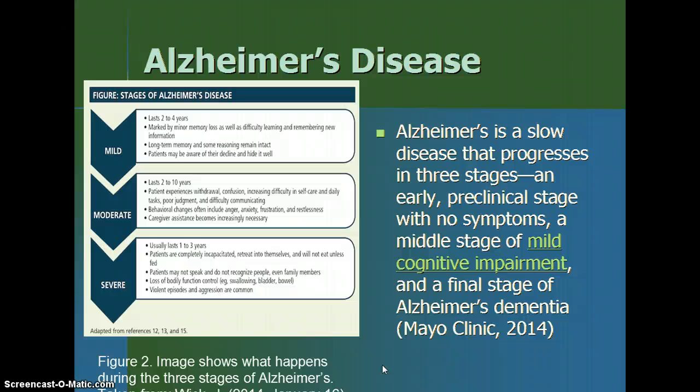In severe cases, they usually last 1 to 3 years. Patients are completely incapacitated, retreat into themselves, and will not eat unless fed. They might not speak, and they may not recognize family members or people they see on a daily basis. They will lose bodily function, control of their swallowing, their bladder, and their bowel movements. They will have violent episodes and aggression, which are common at this stage.